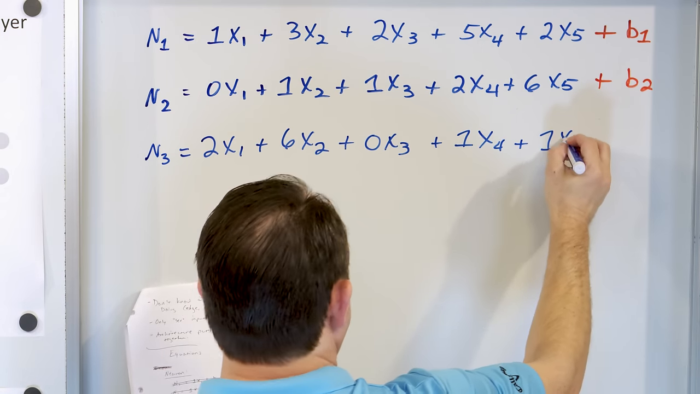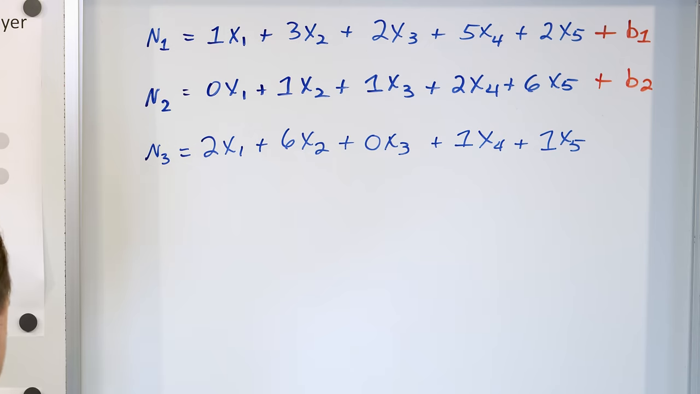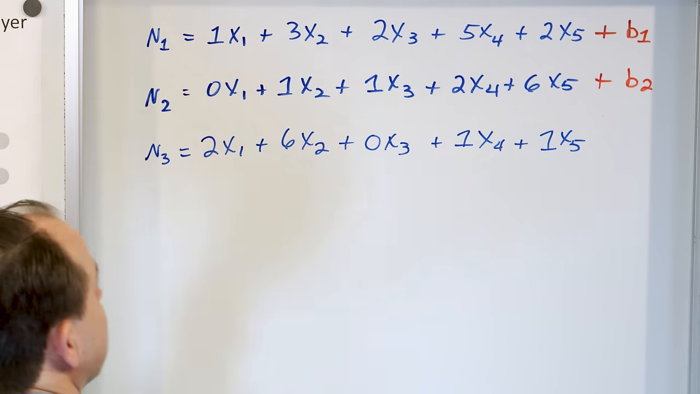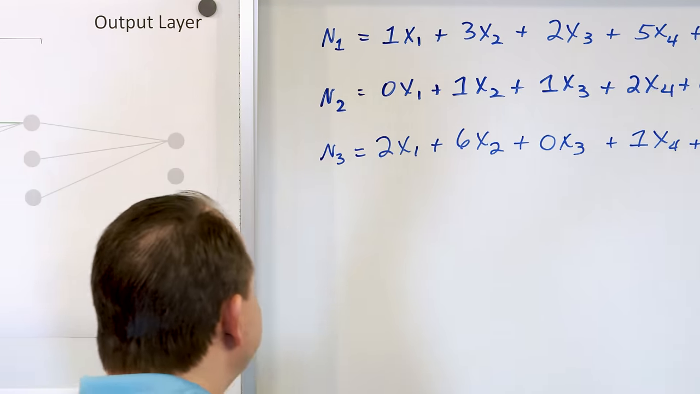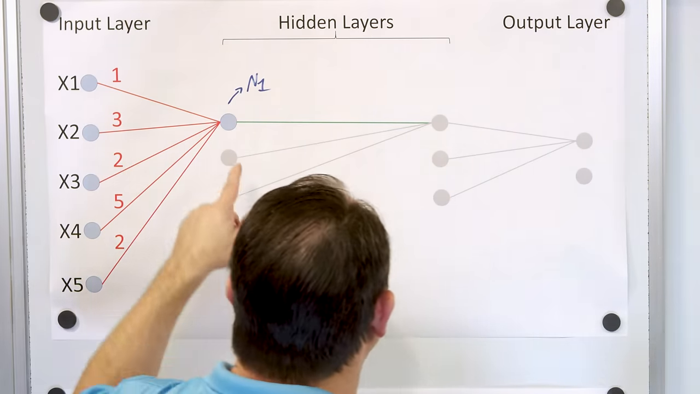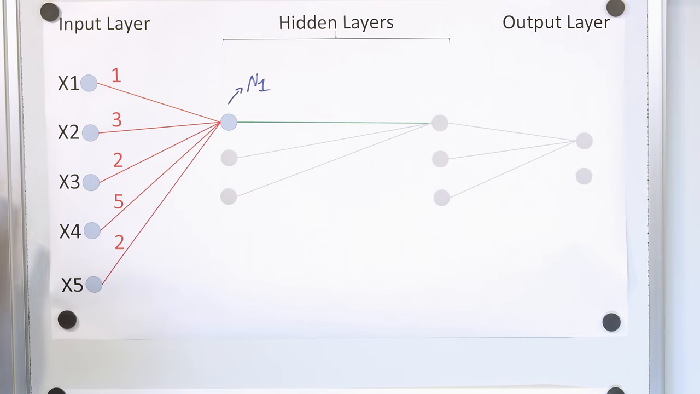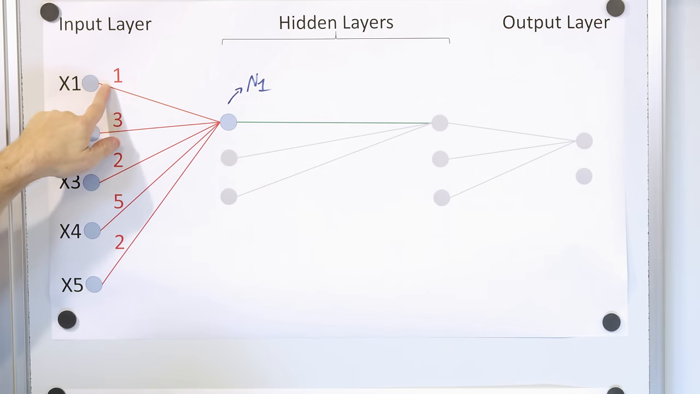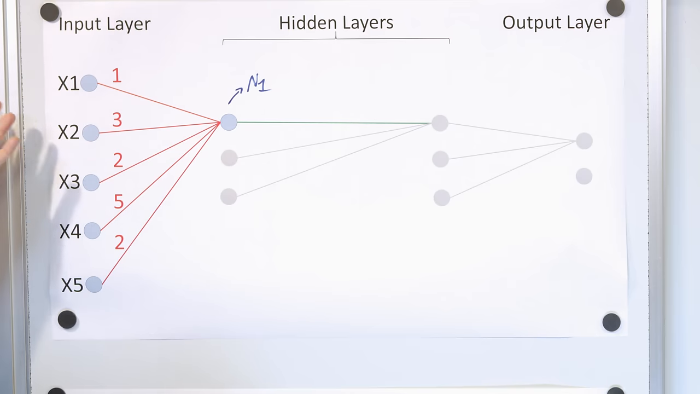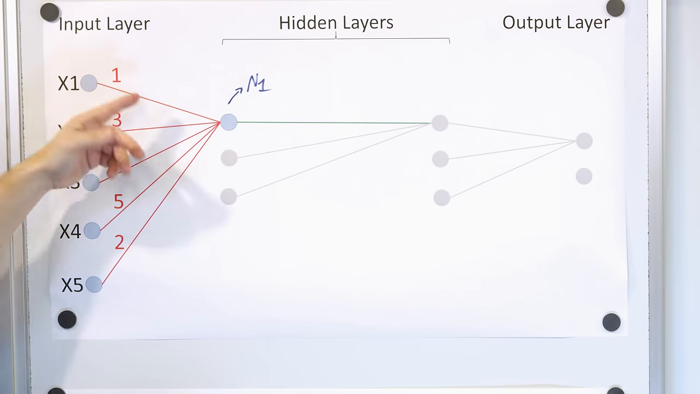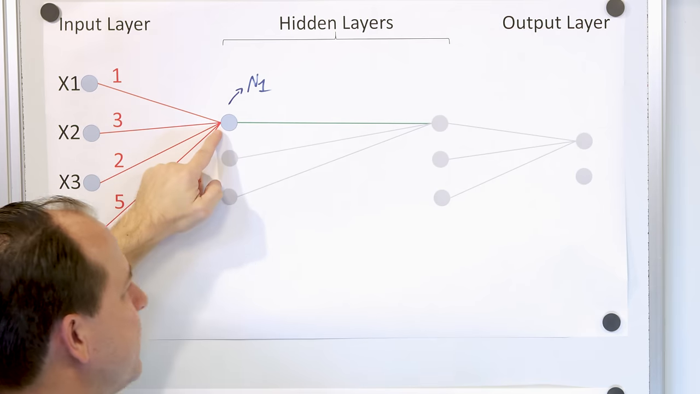26011. Okay, 26011. And then we have a third bias, a third y-intercept. Notice all I've done is say that each one of these neurons looks like an equation of a line. But instead of one input and one slope, they all have many inputs and many slopes. But it still behaves like an equation of a line. You add all that stuff together, and then you add a y-intercept, which we call a bias.